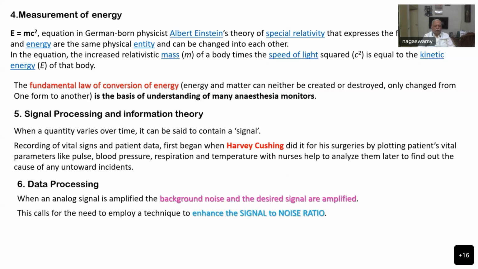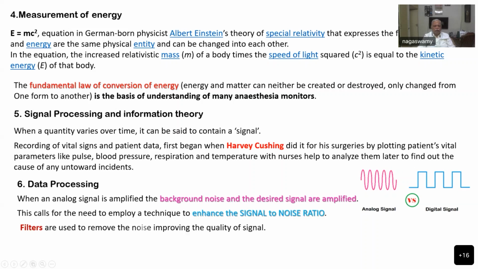This calls for the need to enhance the signal to noise ratio, for which you can use filters. So this is the analog signal which is converted into a digital signal like this. When this happens, the background noises will be curtailed. So filters are used to remove the noise, improving the quality of the signal.